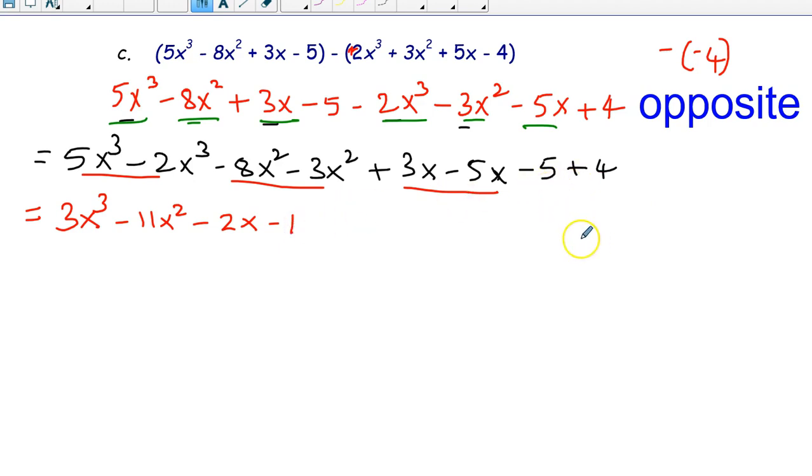Minus 5, one is a negative and the other is positive. Remove the smaller from the bigger and keep the sign of the bigger number. So that's all. This is the simplified form of the given two polynomials. You subtracted the second polynomial from the first, and that is your result.